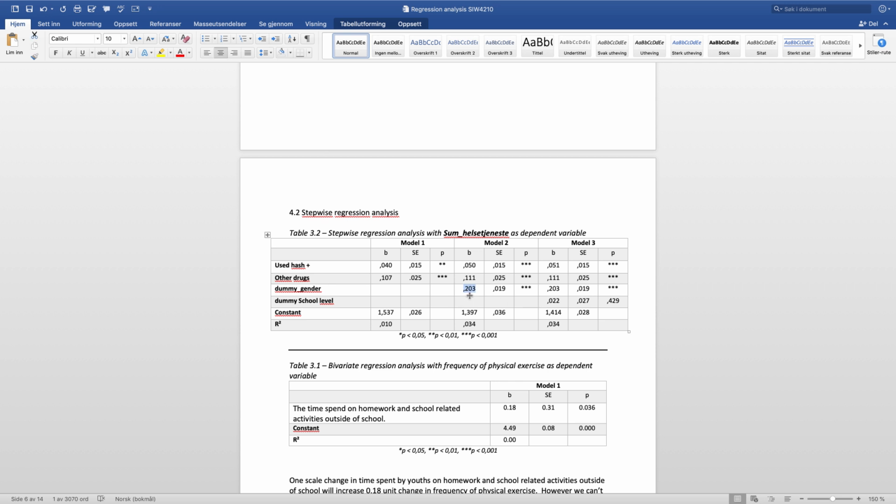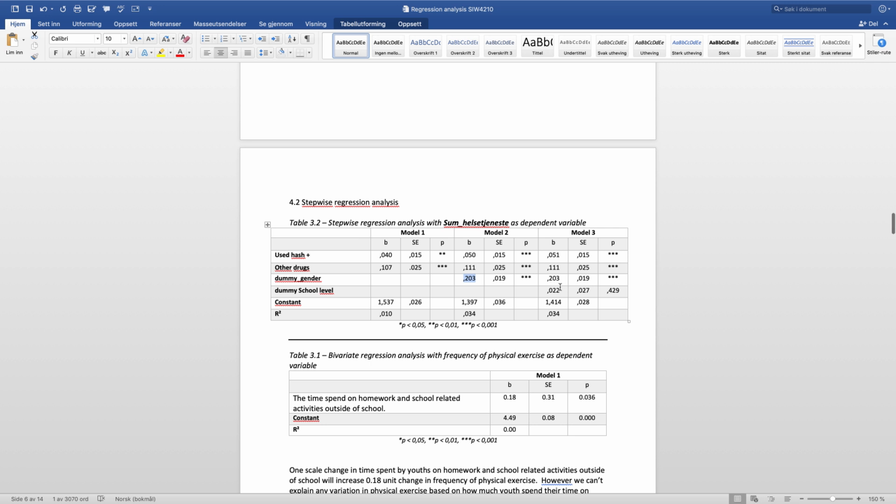So this is the difference between boys and girls, and it shows that when you go from zero to one, from looking at boys to looking at girls, the use of healthcare services increases on mean by 0.203 scale units, and it can be generalized to the population because it's significant. And in the last model, the student has included a dummy for school level, where secondary school is 0 and high school is 1, but there is no significant difference when you control for these other variables.